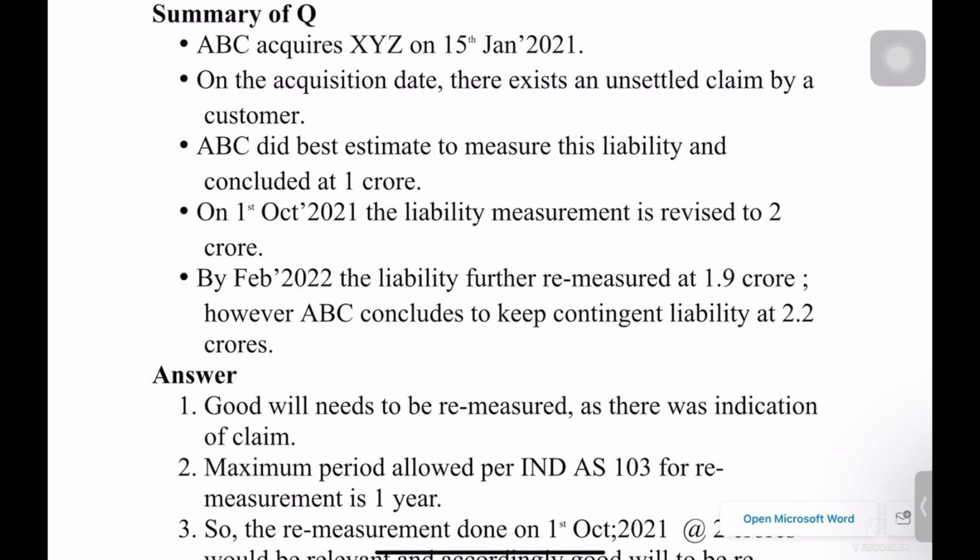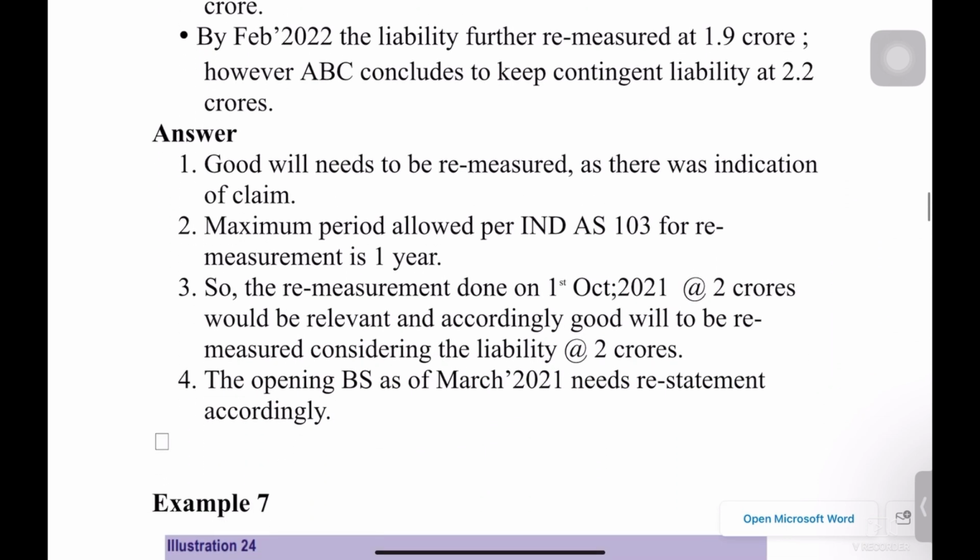And on 1st October 2021, which is post acquisition, the liability measurement is revised to 2 crores. And further on 5th 2022, the liability is further remeasured at 1.9 crores. However, ABC concludes to keep the contingent liability at 2.2 crores. So there are different numbers and different dates available, but from a remeasurement point of view, let's go through this.